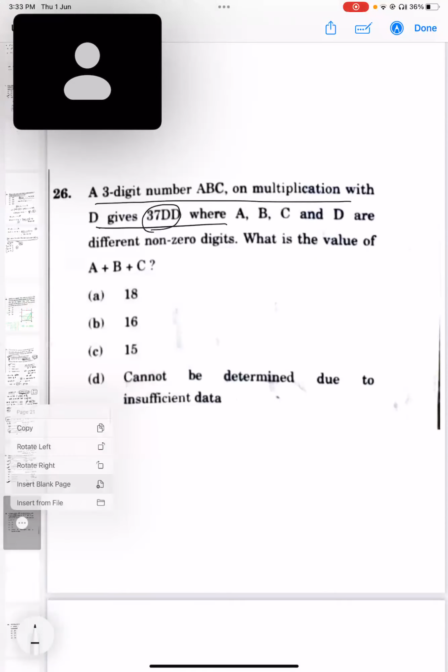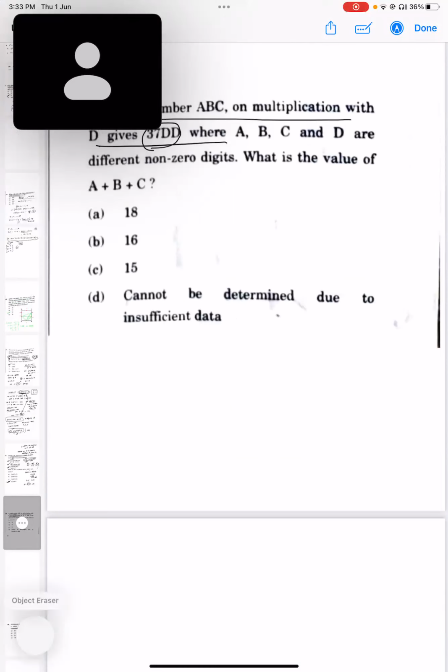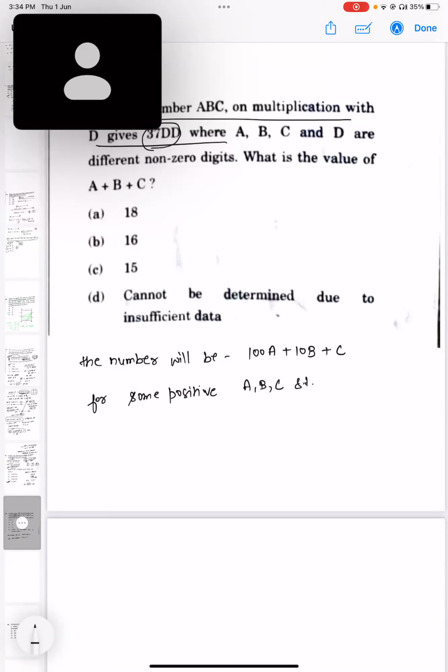The number will be 100A plus 10B plus C for some positive integers A, B, C such that A is greater than or equal to 1, B and C are greater than or equal to 0, and A, B, C are less than or equal to 9, right? So this is the condition.